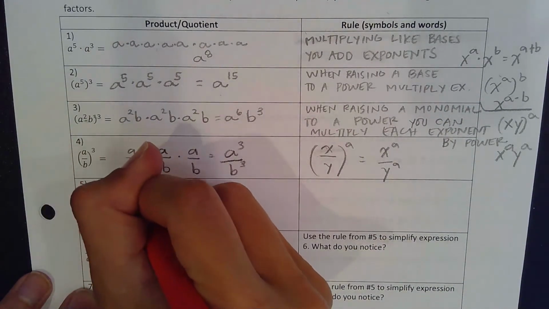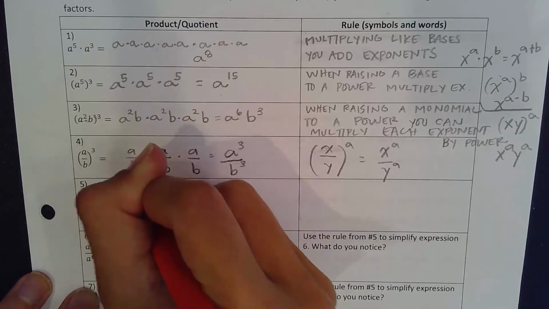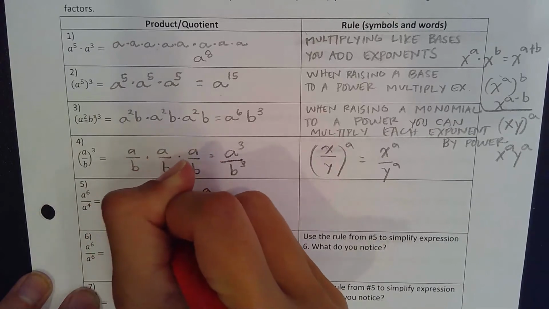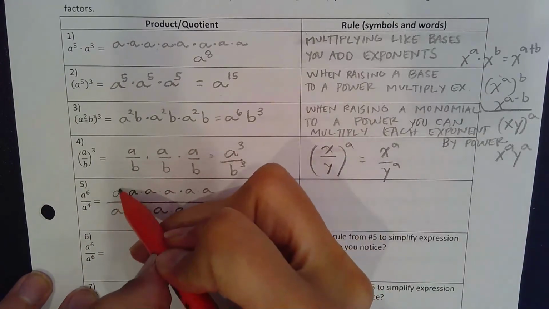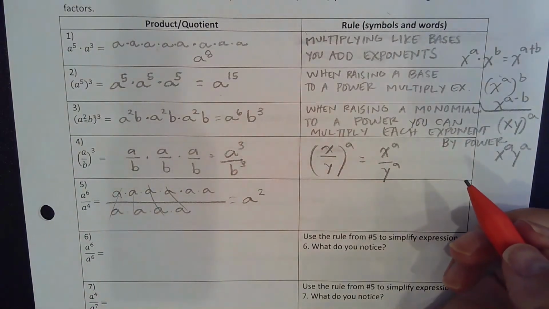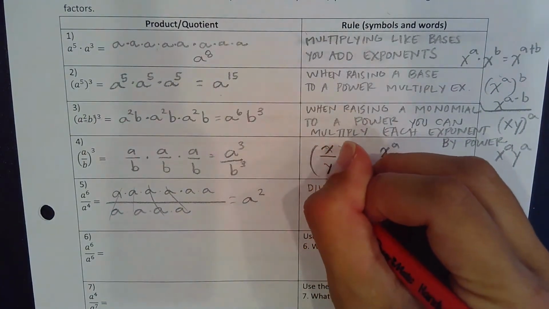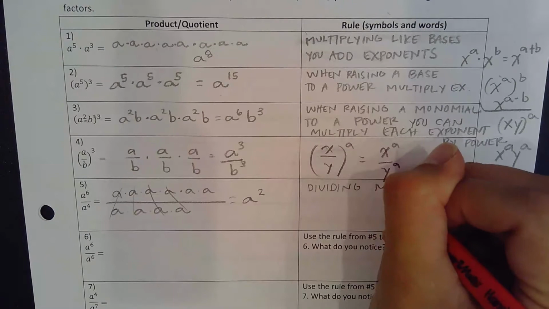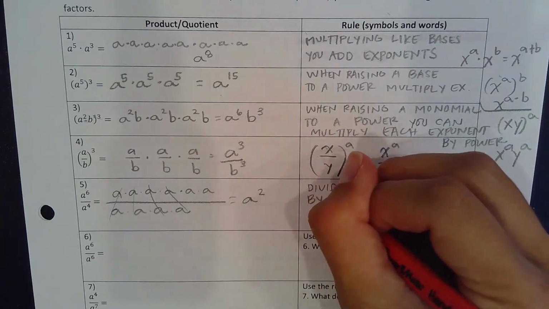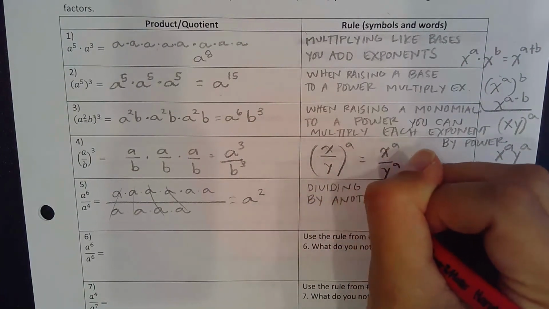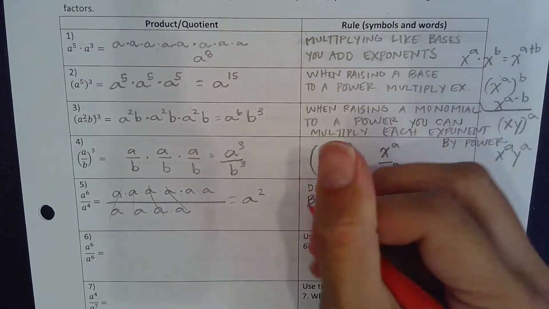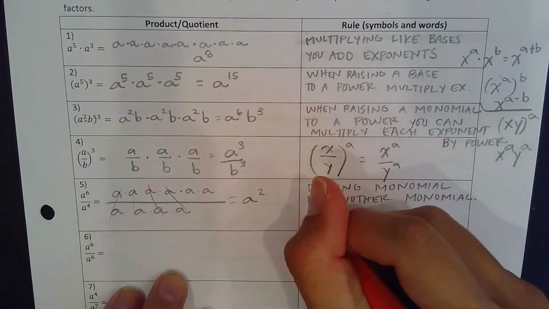Okay. All right, what about here? So we've got a to the 6, so that's a times a times a times a, 1, 2, 3, 4, 5, 6, and then we've got a to the 4, 1, 2, 3, 4. So what happens here? So I'm going to be left with an a squared, right? So when you are dividing monomials by another monomial, if they are the same base, you can subtract the exponents.